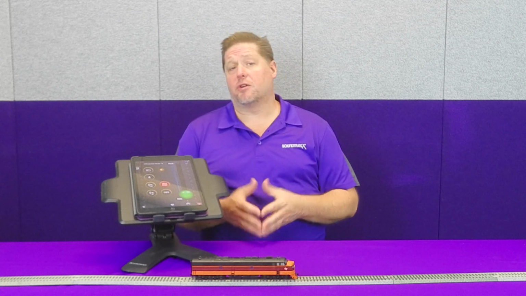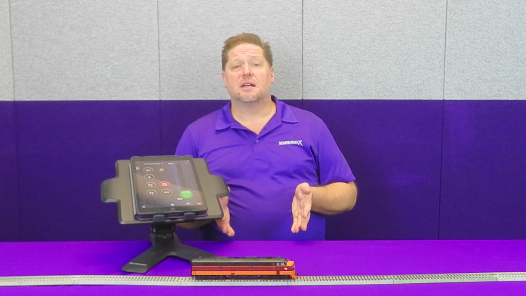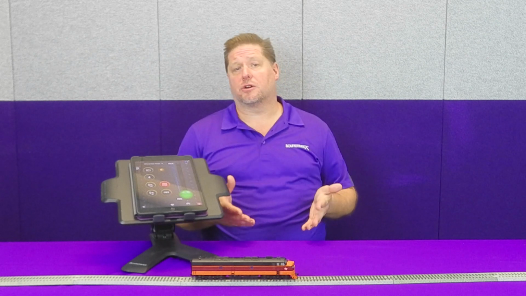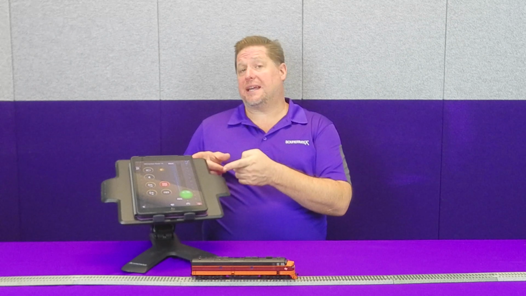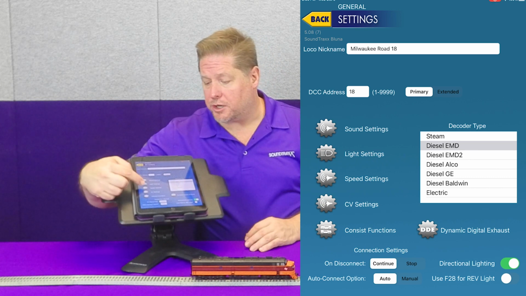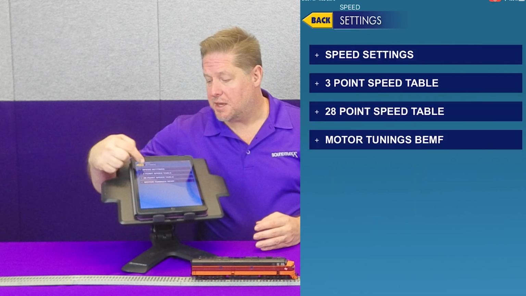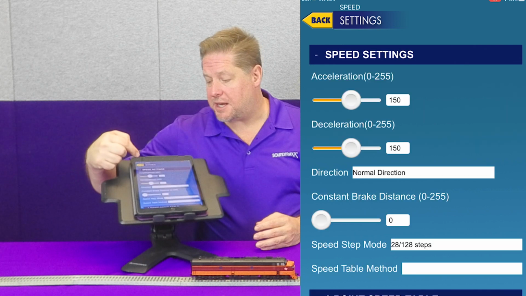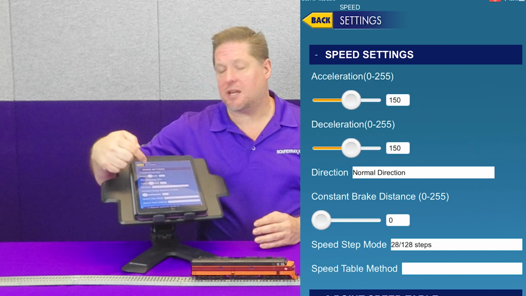Now if you've been watching these videos over the past few weeks, you'll know that this locomotive is actually equipped with a Blunami. Now during the first part of this, I was using our DCC system to actually run and control the decoder. But now we're going to go ahead and connect to the app to show you exactly how to do it using the Blunami. So we're going to go here to settings. Now we're going to go to speed settings. Up here, you're going to see our acceleration and deceleration rate.